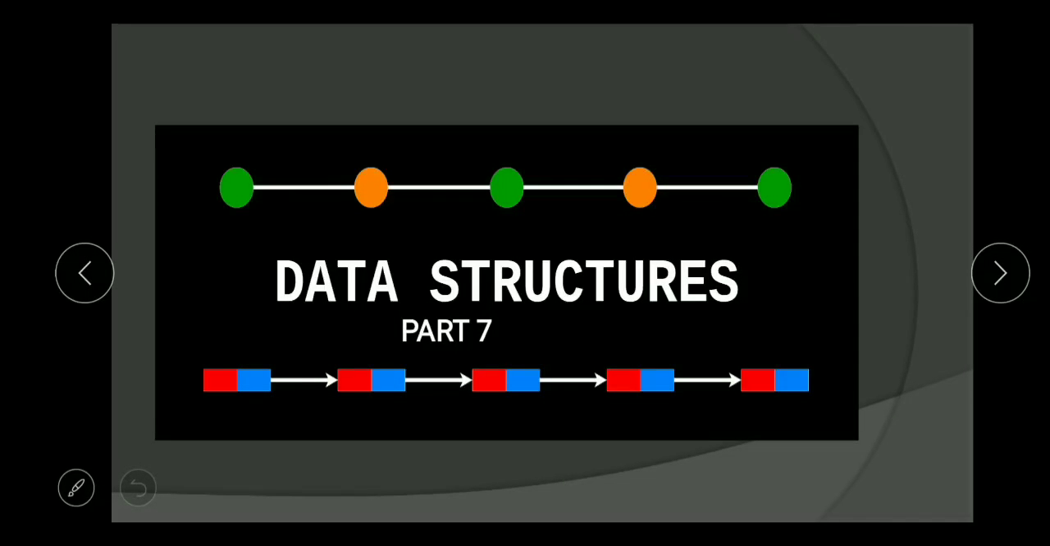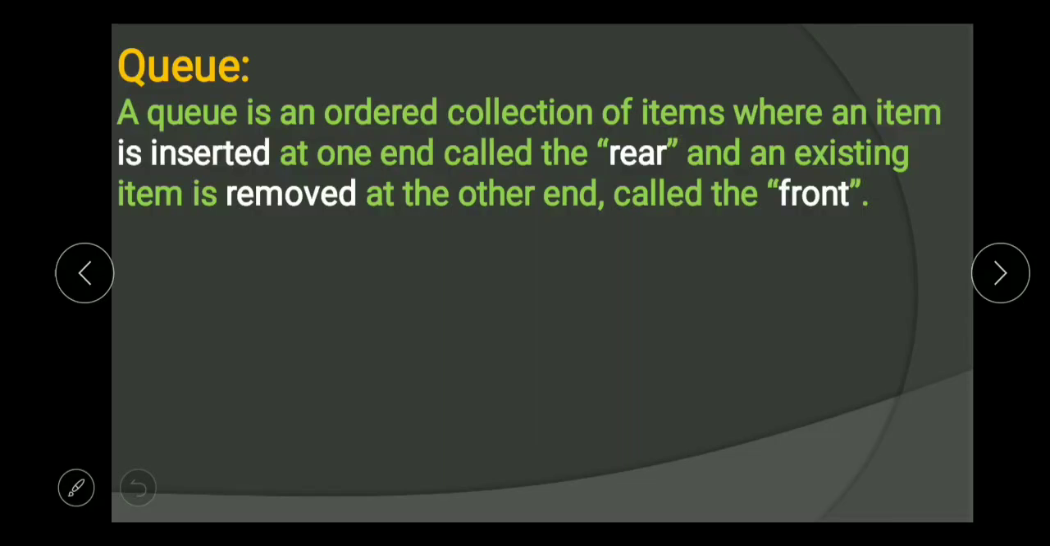Hello students, in this video we are going to talk about queues in data structure. What is a data structure? It is a way of organizing and storing the data, right? Then what is a queue? A queue is an ordered collection of items where an element is inserted at one end called the rear end and an existing item is removed at the other end. We call it the front.